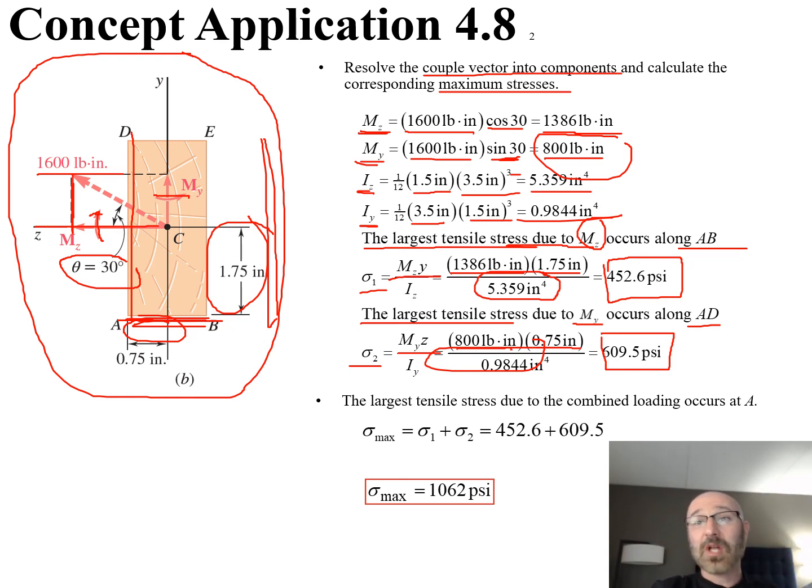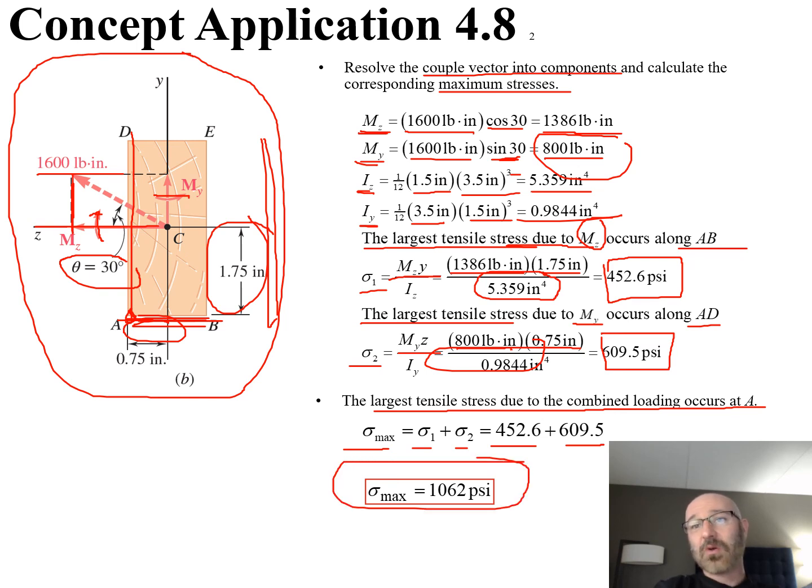So from that, the largest tensile stress due to the combined loading occurs at A. And this is going to be our sigma max equal to sigma 1 plus sigma 2, or those two values of 452.6 psi plus 609.5 psi. We sum those up, and our sigma max is 1062 psi, which was what they'd asked us to solve for in the first part of the problem.